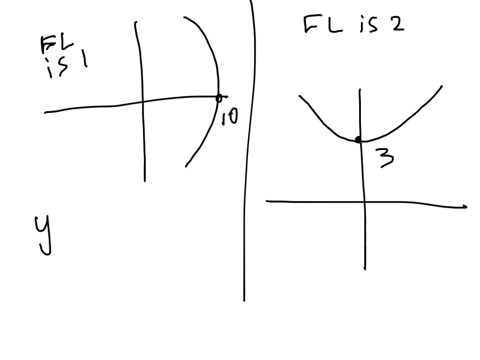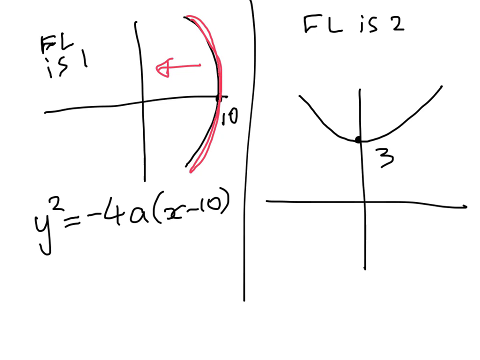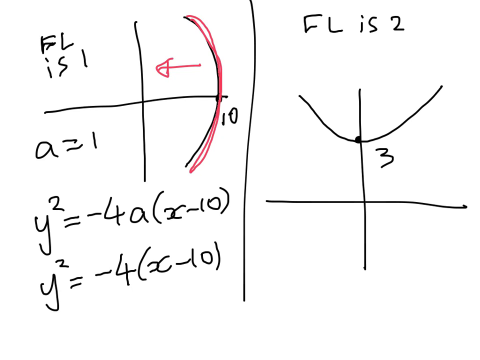Alright, so this one has the pattern y squared equals negative 4a times x minus 10. Right, negative 4, because it's facing in this direction, so it's a reversed one. Okay, and a is equal to 1, so the equation is y squared equals negative 4 times x minus 10, and the focus will be here at 9, 0.